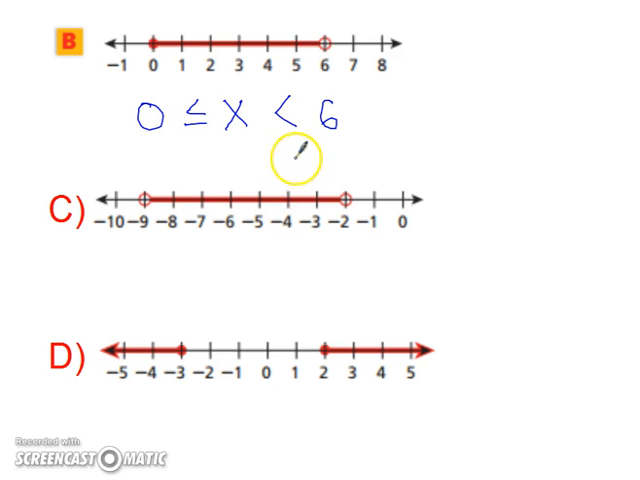Take a moment and pause the video and try C and D. When you return, the answer will be revealed.